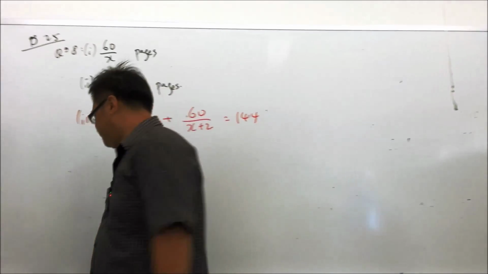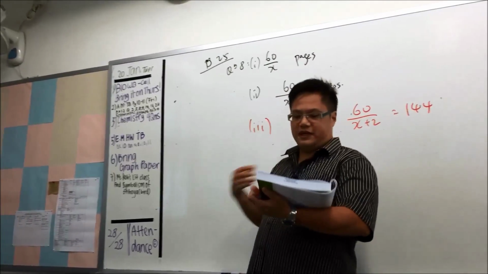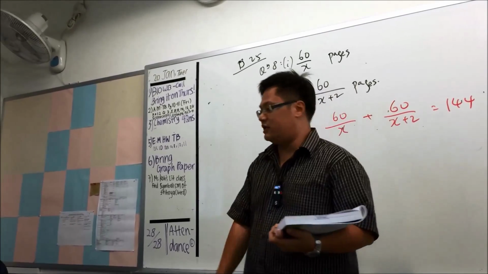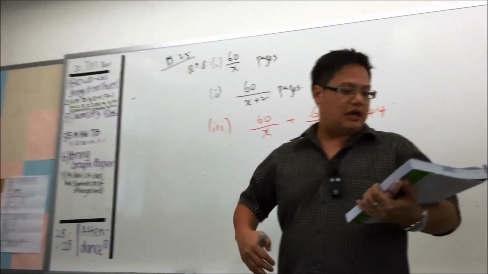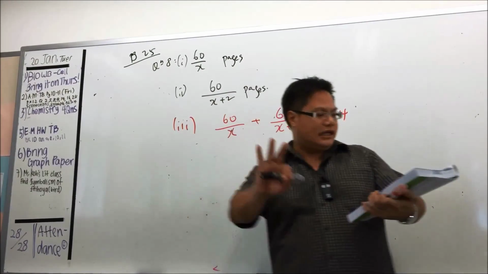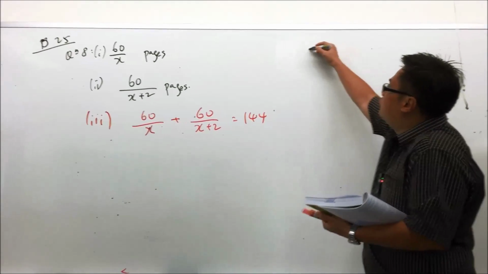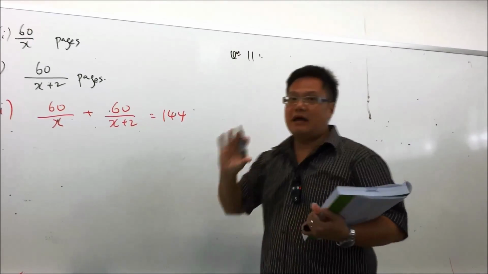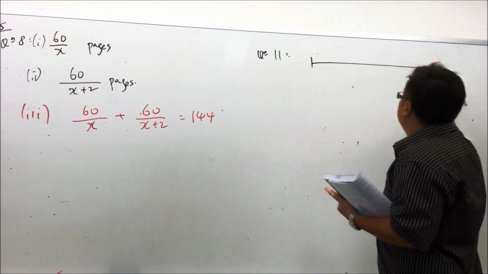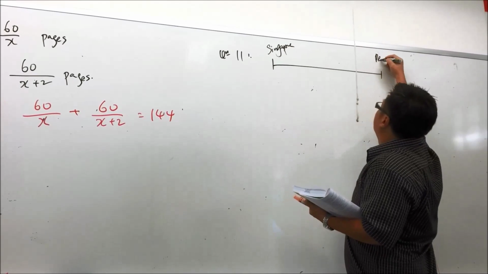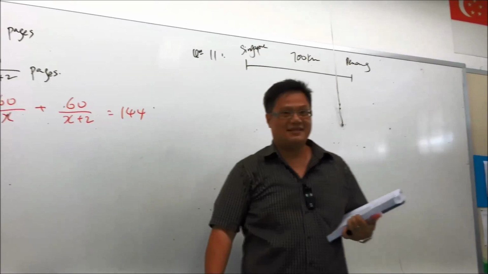Okay, question 11. Amira travels by coach from Singapore to Penang, which is 700 kilometers apart. Okay, so she returns to Singapore by car at an average speed of 30 kilometers per hour greater than that of a coach. So if I want to sketch a simple diagram to visualize how the whole problem looks like, it will probably look like this. Singapore, Penang, 700 kilometers. Yes?